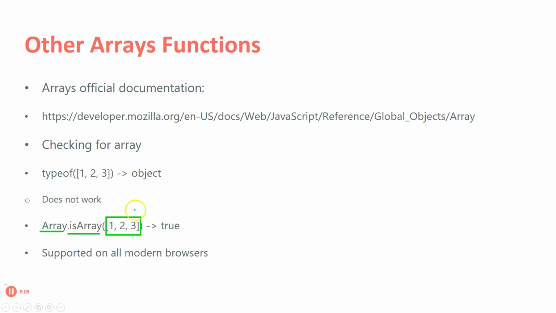That's why we have a different syntax where we're saying Array.isArray, and here we provide it. And this will return true, and it's supported on all modern browsers. So keep in mind that if you're using typeof, that's not going to work for you, and you have to say Array.isArray.